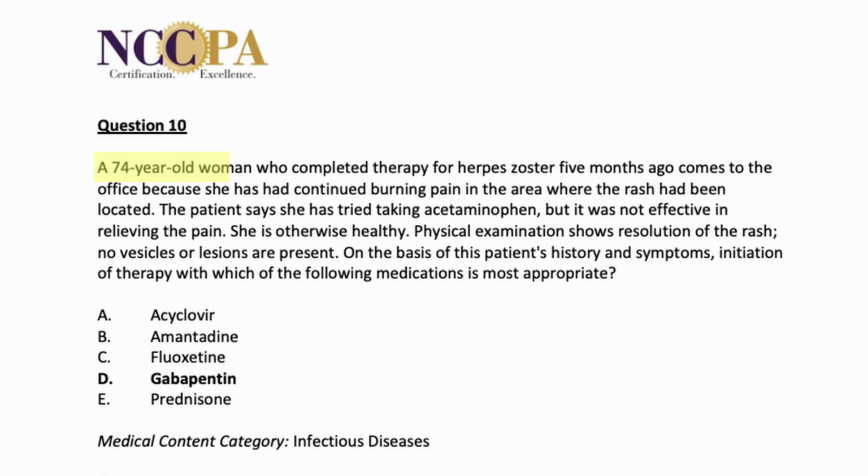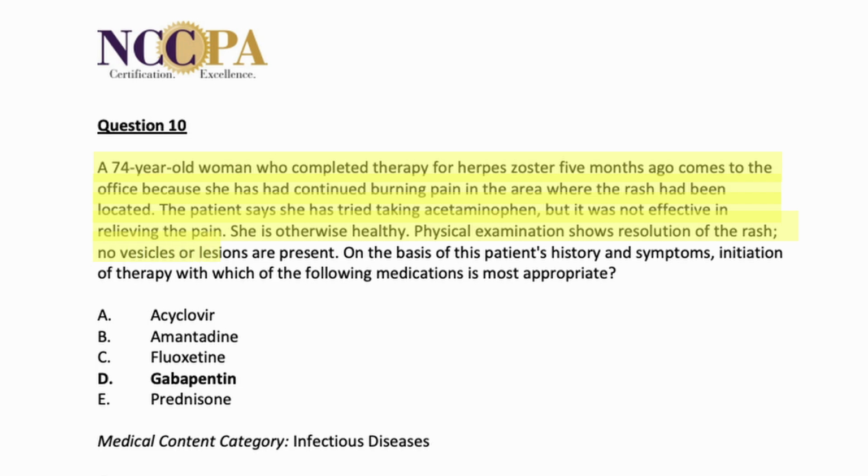So it says a 74-year-old woman who completed therapy for herpes zoster 5 months ago comes to the office because she had continued burning pain in the area where the rash had been located. The patient says she has tried taking acetaminophen, but it's not effective for pain relief. Otherwise healthy. Physical exam shows resolution of the rash, no vesicles or lesions present. On the basis of the patient's history and symptoms, initiation of therapy of which of the following medications is most appropriate.